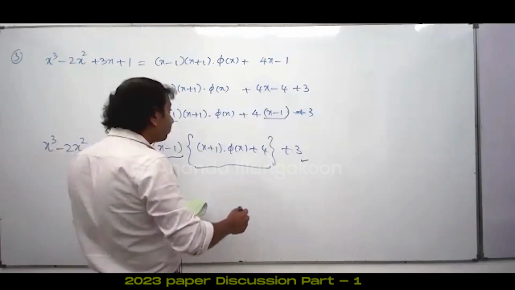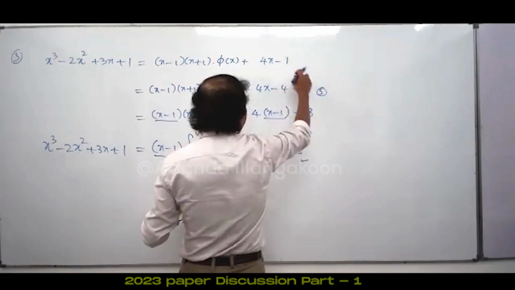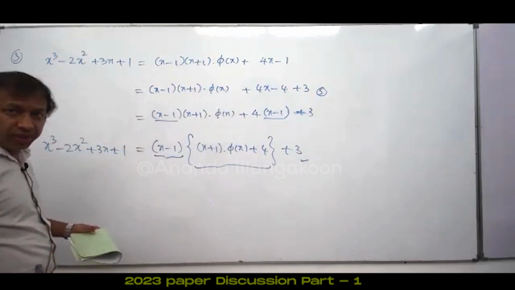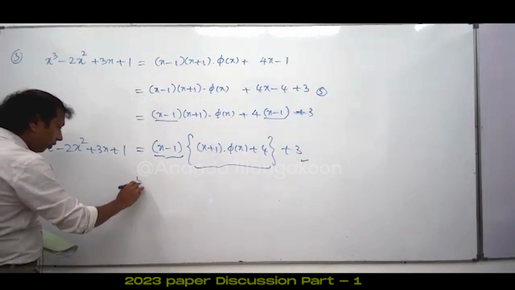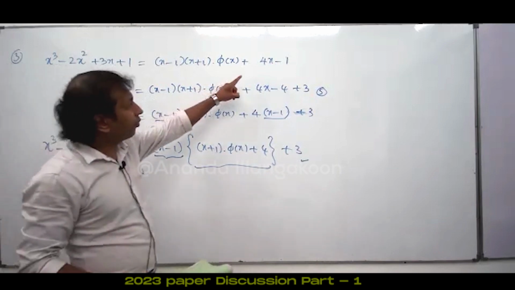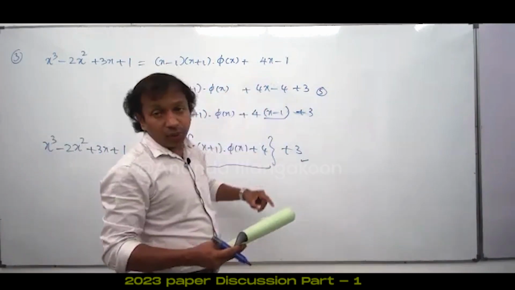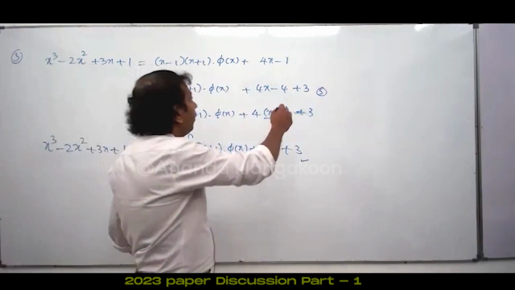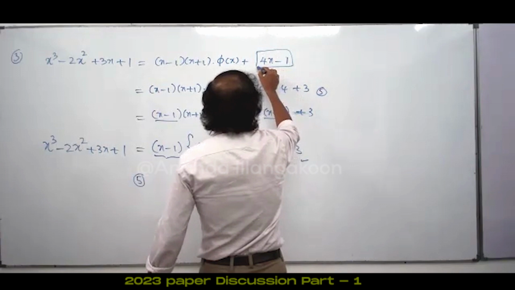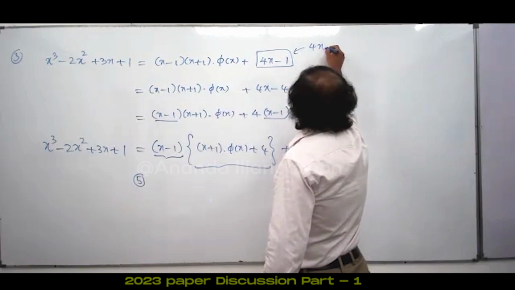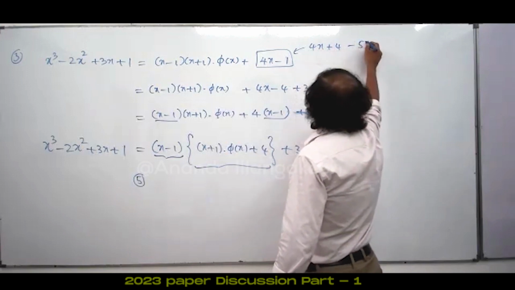Then for this one, write in this way, using this we get 5 marks. And getting this answer and writing, therefore the remainder is 3, another 5 marks coming. Right? Similarly, people, again this 4x minus 1, we write it for the second answer. Okay. This 4x minus 1, I write like this: 4x plus 4 minus 5.